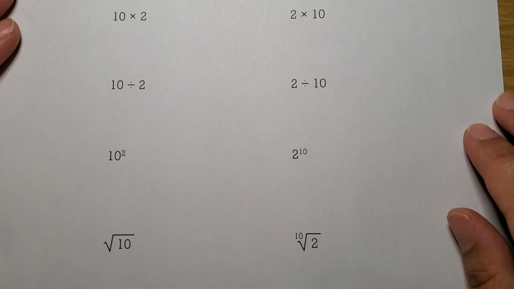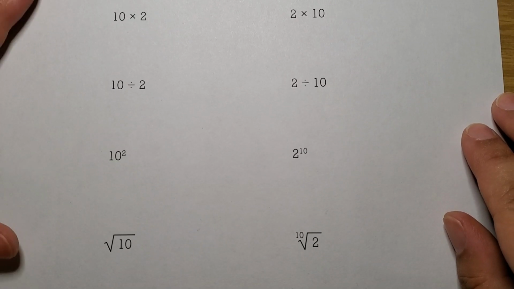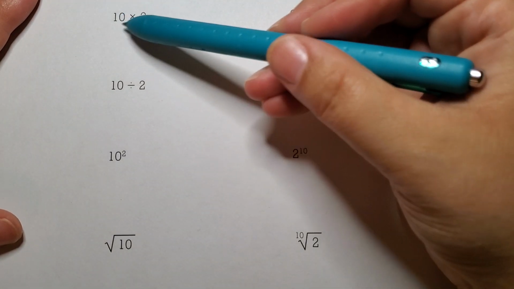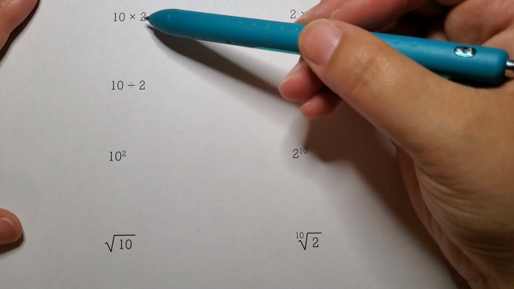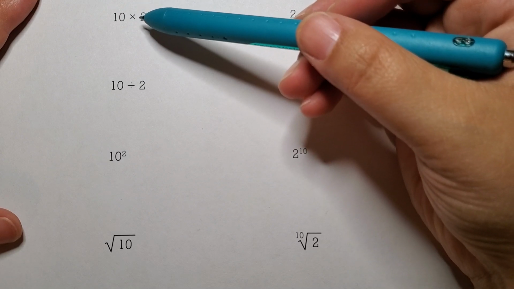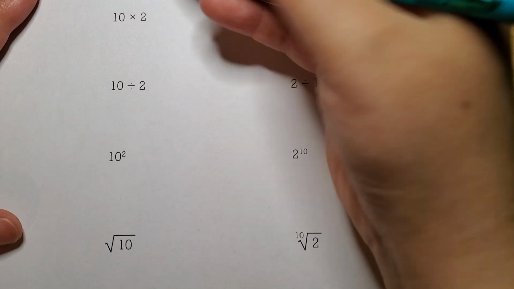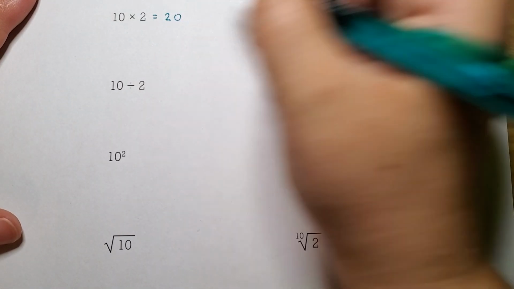Let's take a look at, I've got a bunch here, wow. So let's take a look at multiplication. 10 times 2. So that means you have 10 objects in a group, and you've got 2 groups of them. So total, you would have 20 objects.